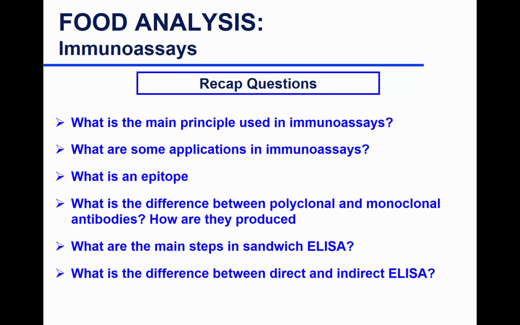So now, what are the steps in sandwich ELISA? Sam? Bind, wash, label, and read. How simple is that? Bind, wash, label, and read. But let's go a little bit more specific. So you bind the antibodies to a plate via hydrophobic interaction, put the sample. Of course, there's a washing step.